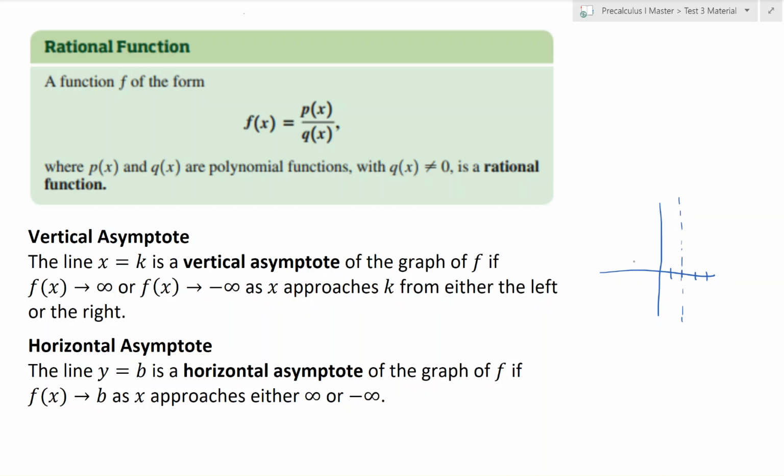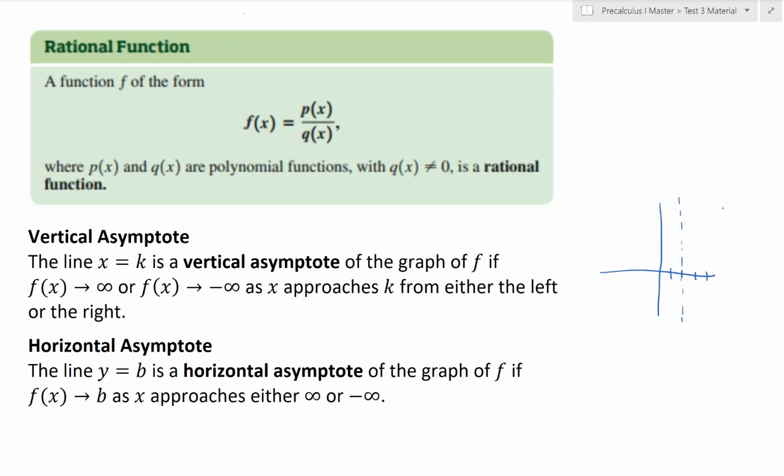If your graph were going something like this, it would have this type of behavior, or it may have this type of behavior, but it gets infinitely close to it, does not actually touch the value of x equals k. It can come from this side as well, come from this side. You have all kinds of things that could happen.